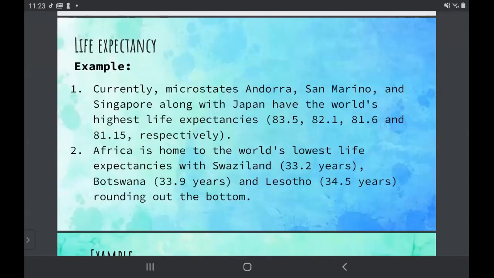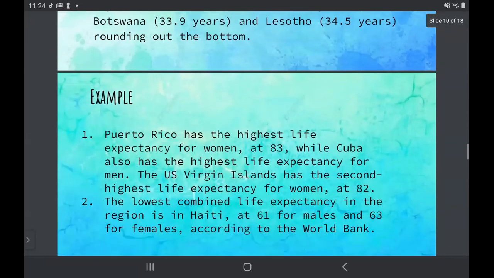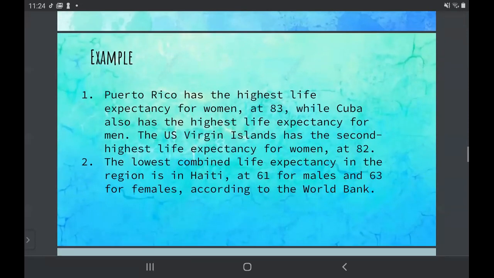So these are some other examples. Currently, microstates like Andorra, San Marino, and Singapore, along with Japan, have the world's highest life expectancies. Africa is home to some of the lowest life expectancies, with Swaziland 33.2 years, Botswana 33.9 years, and Lesotho 34.5 years, rounding out the bottom. So those were some international examples, and these are some ones in the Caribbean.